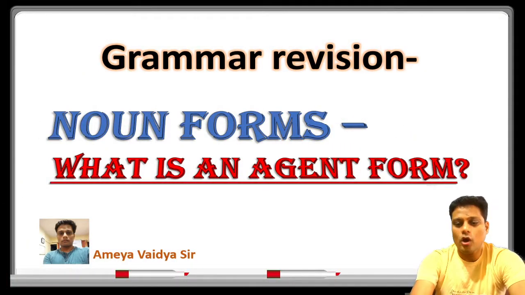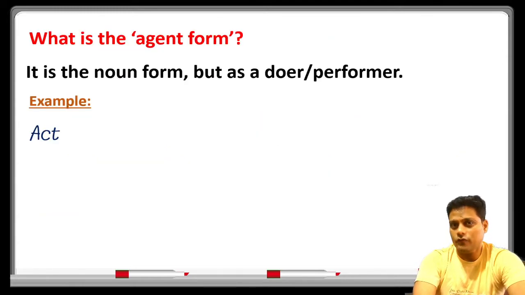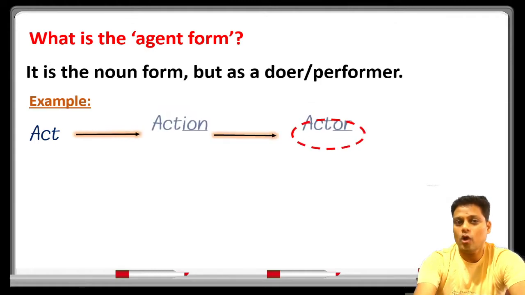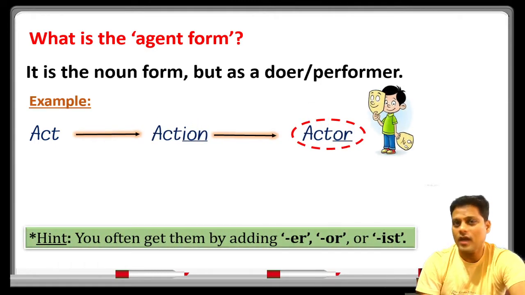So agent form basically is a noun form, guys, but it is as a doer or a performer. What did I just say? Yes, it is a noun form, but it is as a doer or a performer. For instance, let's consider the verb act. Now, the normal noun form will be, by adding ion, you would have the word action, but the doer or a performer is an actor.